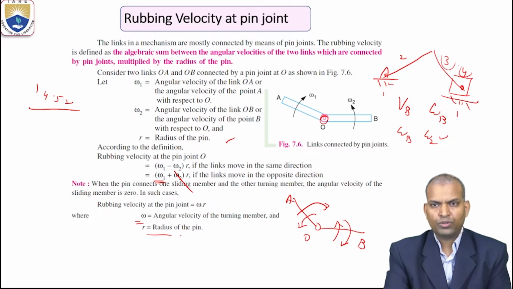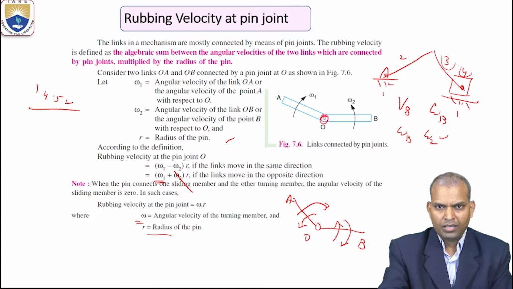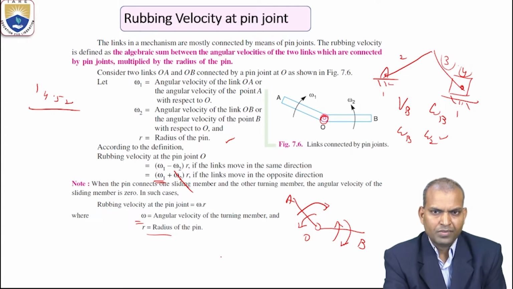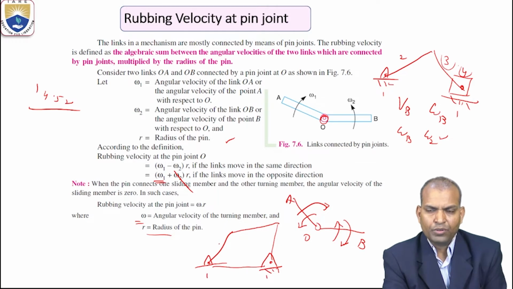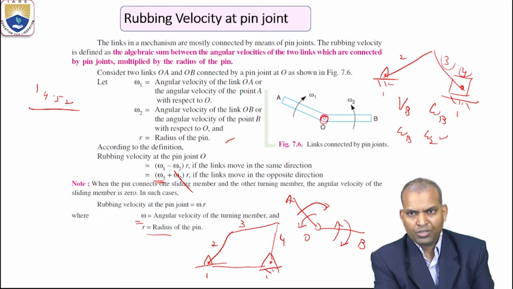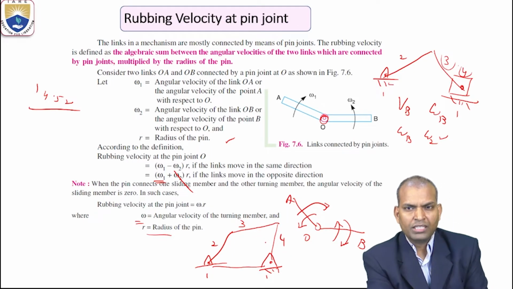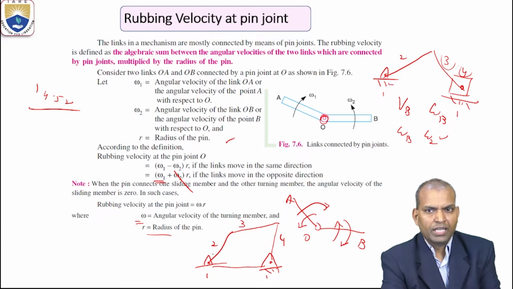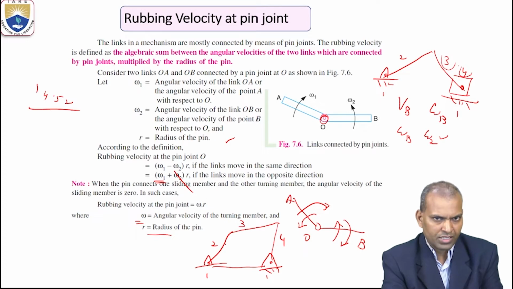If we consider the 4-bar mechanism or 5-bar mechanism or any other mechanism, you can observe cases where both links are rotating in opposite directions. In the case of the 4-bar mechanism, you can understand the rotation of links 3 and 4. Based on the direction of rotation, we will apply the rubbing velocity formula according to the rotation between two links.